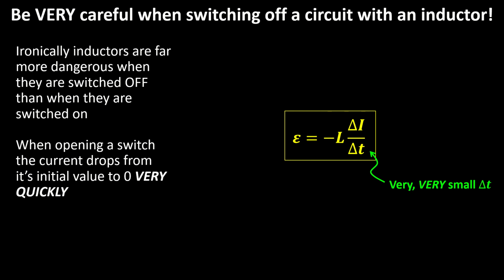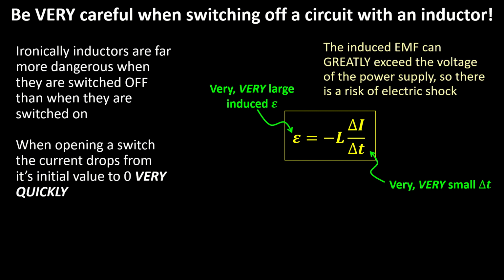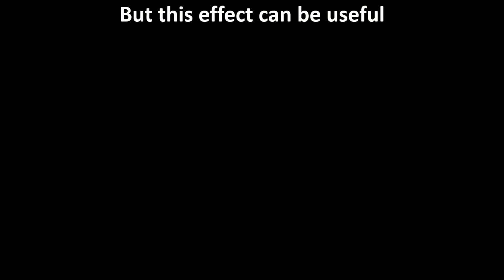If you've got a small change in time, that means you're going to get a very, very large induced EMF. In fact, that induced EMF can greatly exceed the voltage of the power supply. So even with a circuit powered by a 9-volt battery, you can induce hundreds of volts when you switch it off if there's an inductor in there. So there's a risk of electric shock when you switch off an inductor, but that effect can also be quite useful. It's quite important, in fact.